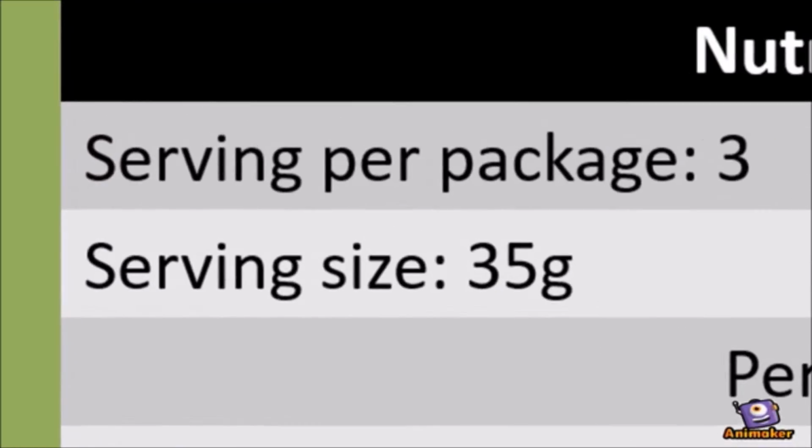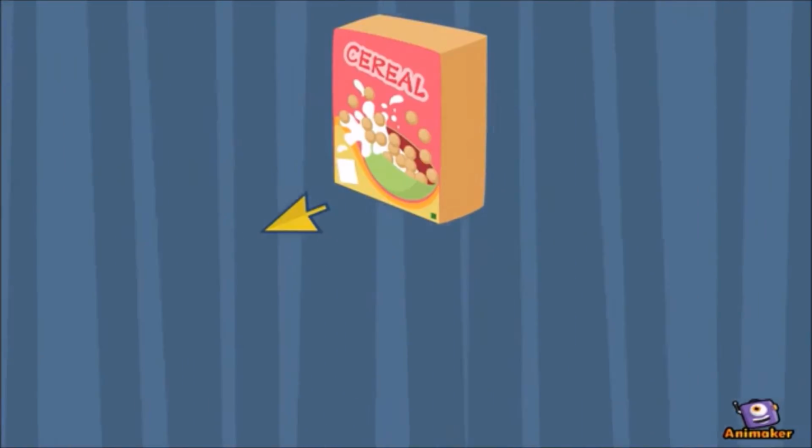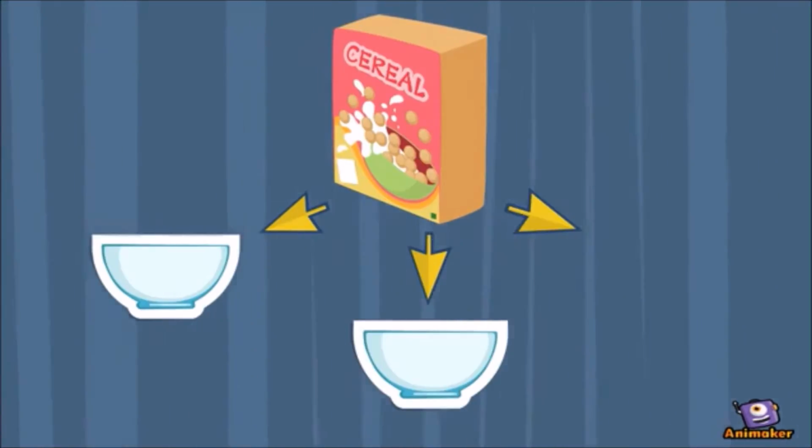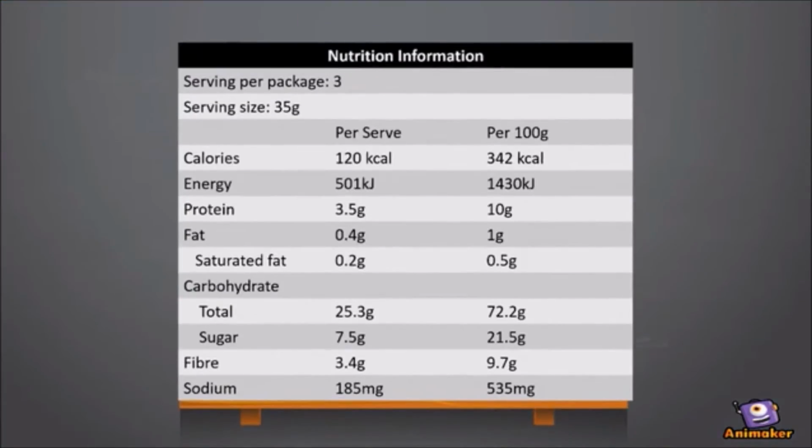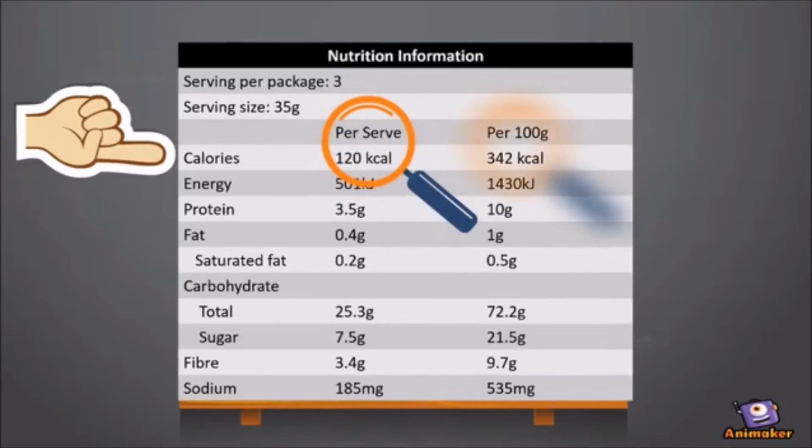First, check the serving size. Serving size tells you the amount of food contained in one serving. Bear in mind that one package of food may contain more than one serving. Next, look at the calories. It tells you how much energy you are consuming. If you consume more energy than your body is using, you will gain weight.